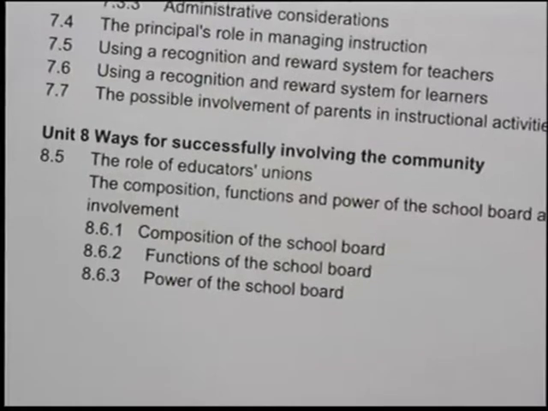And also Unit 8, ways of successfully involving the community. So for you, for example, how are you involved in the community? For example, the community surrounding the school is very important, and they should know what is going on in the school. And also the role of educators in a union.